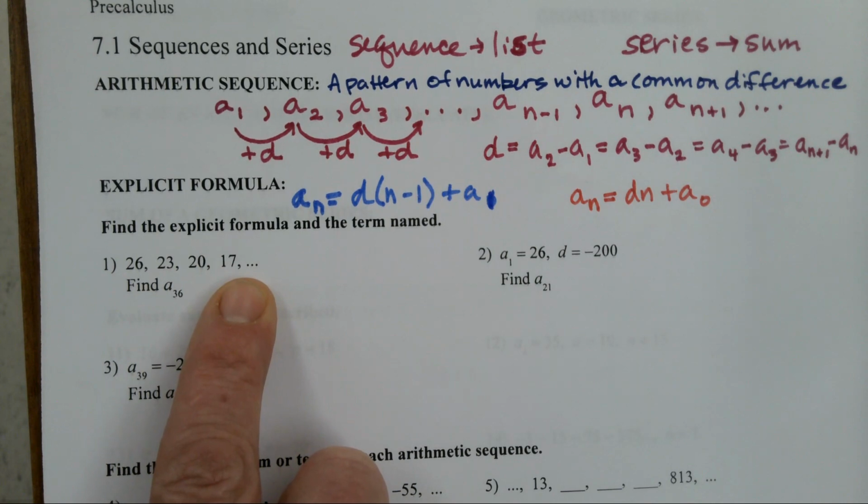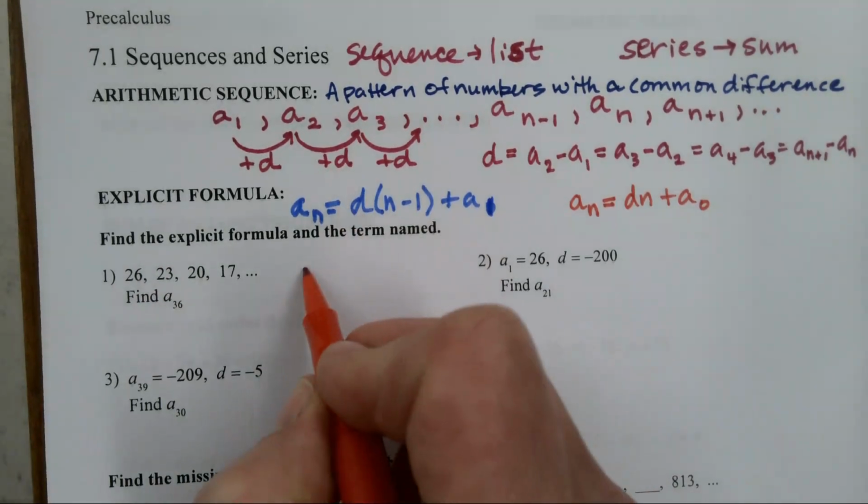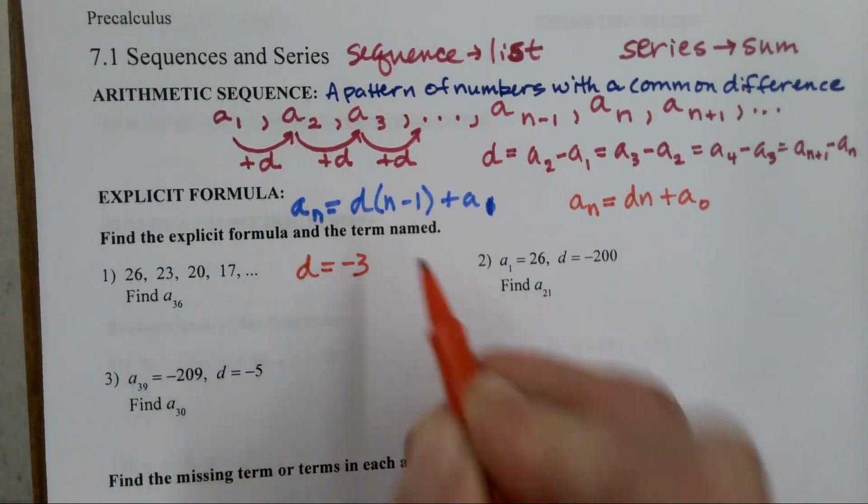Is there a common difference between each term? Is 23 minus 26 the same as 20 minus 23? The same as 17 minus 20? Yes, and it is. My common difference here is negative 3.